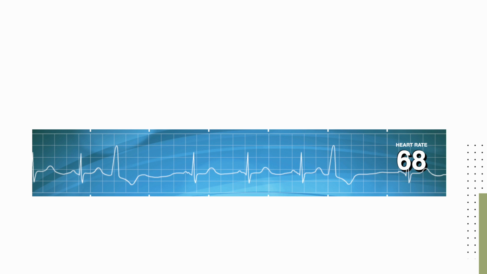If these beats were to happen regularly, like every second beat, it would be called ventricular bigeminy. If it were to happen every third beat, it would be called ventricular trigeminy, and so on.